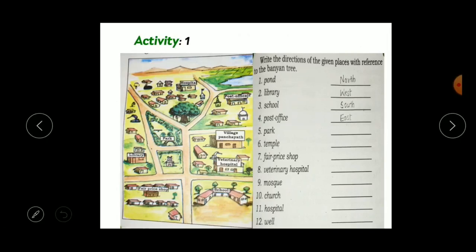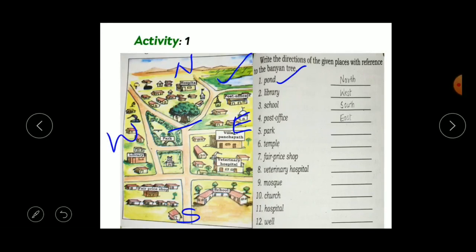So here is an activity for you. Look at the map given here. There is a big banyan tree in the middle of the village. Write the directions of the given places with reference to the banyan tree. First is the pond. Can you see the pond here in the map? In which direction does it come? This is north, this is south, this is east and this is west.